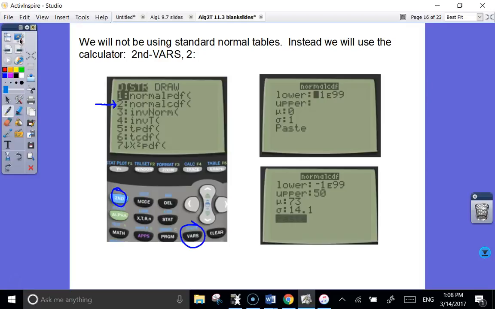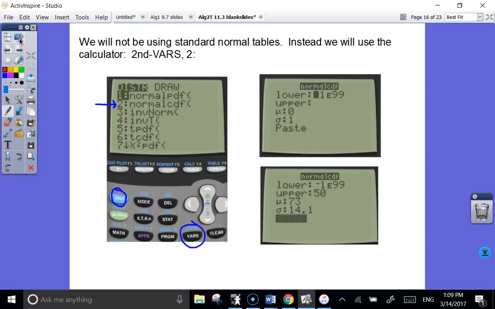Now, we only use normal CDF, which is 2. We never use 1. Even in AP Stats, we never used 1. The only reason you'd use 1 is if you wanted to actually graph the normal curve. It's only telling you the height of the curve at any one point. We don't want that. We want to know the area underneath the curve between a range of values. So that's normal CDF, normal cumulative distribution function. So you go second vars 2, and then it brings up this menu right here.